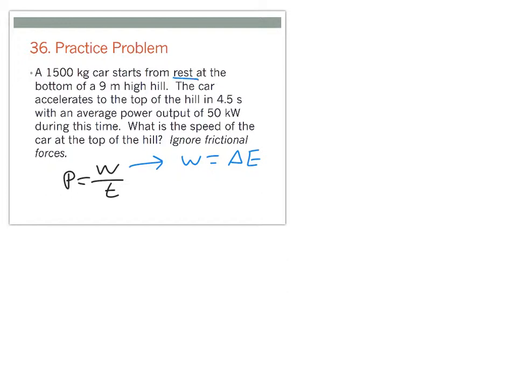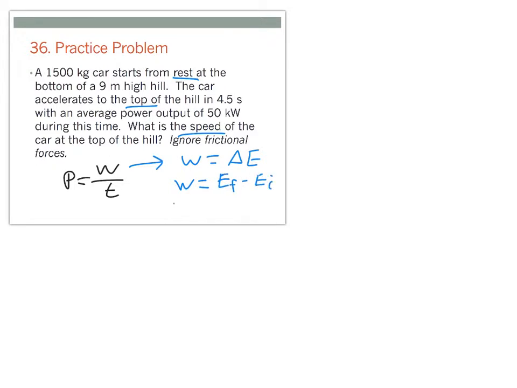Okay, I know some things about the change in energy of this car. It starts from rest at the bottom of a hill. It goes to the top of the hill and is traveling at some speed, because that's what I'm looking for. So we have a change in both the potential energy and the kinetic energy of this object. So I'm going to say that work is that change in energy, my final energy minus my initial energy.